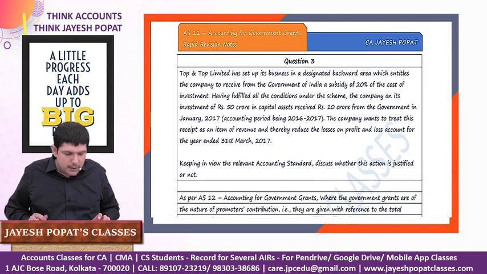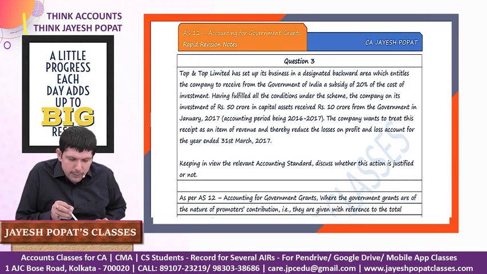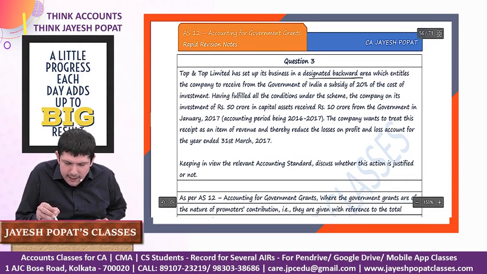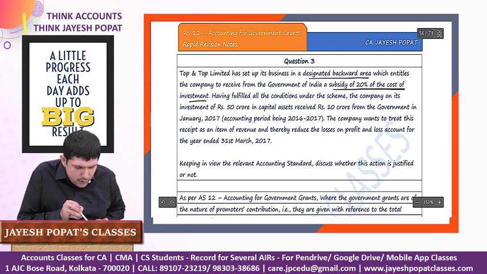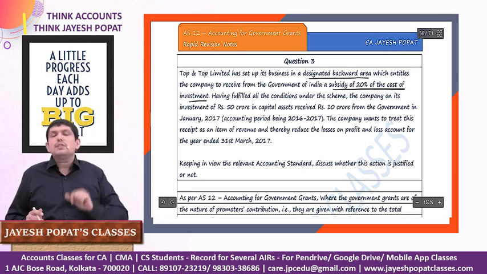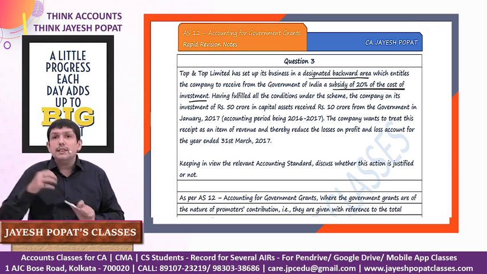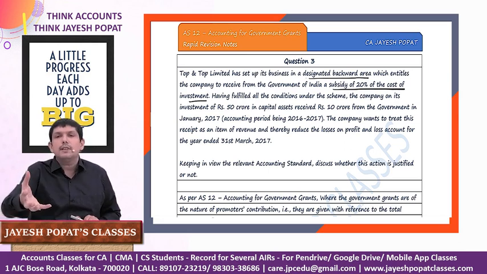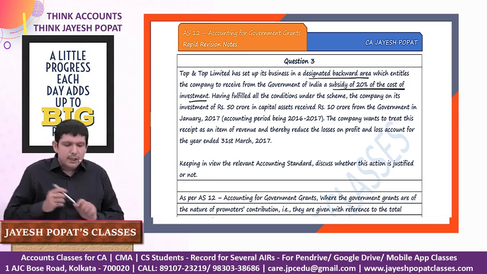Now we'll go to sum number 3. Top and Top Limited has set up business in a designated backward area, which entitles the company to receive from the Government of India a subsidy of 20% of the cost of investment. So again, this looks in the nature of promoter's contribution because it is given based on the total investment which the company has made in setting up its business.